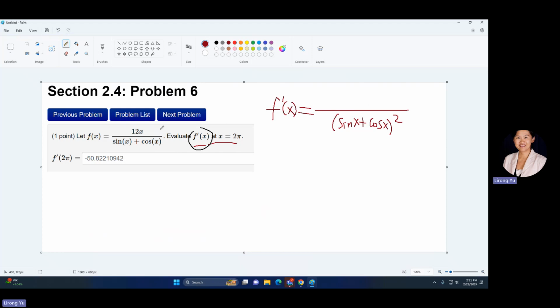If I do it a little bit faster, the derivative of the numerator will be 12, right? 12. And then we multiply the denominator, that's sine x plus cosine x. And then minus, this time we're keeping the 12x, but we're finding the derivative of the denominator. Derivative of sine is cosine. Derivative of cosine is negative sine.